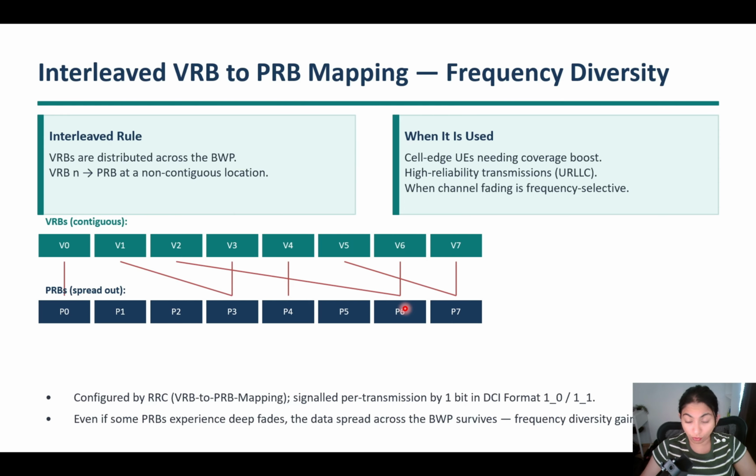So if all of the UE's data is on that frequency, then the block error rate will be quite high and the transmission might fail. So by spreading the data across the entire bandwidth part, even if some PRBs failed, the rest of the PRBs would get through. So this dramatically improves the robustness for cell edge users and also for URLLC communication.